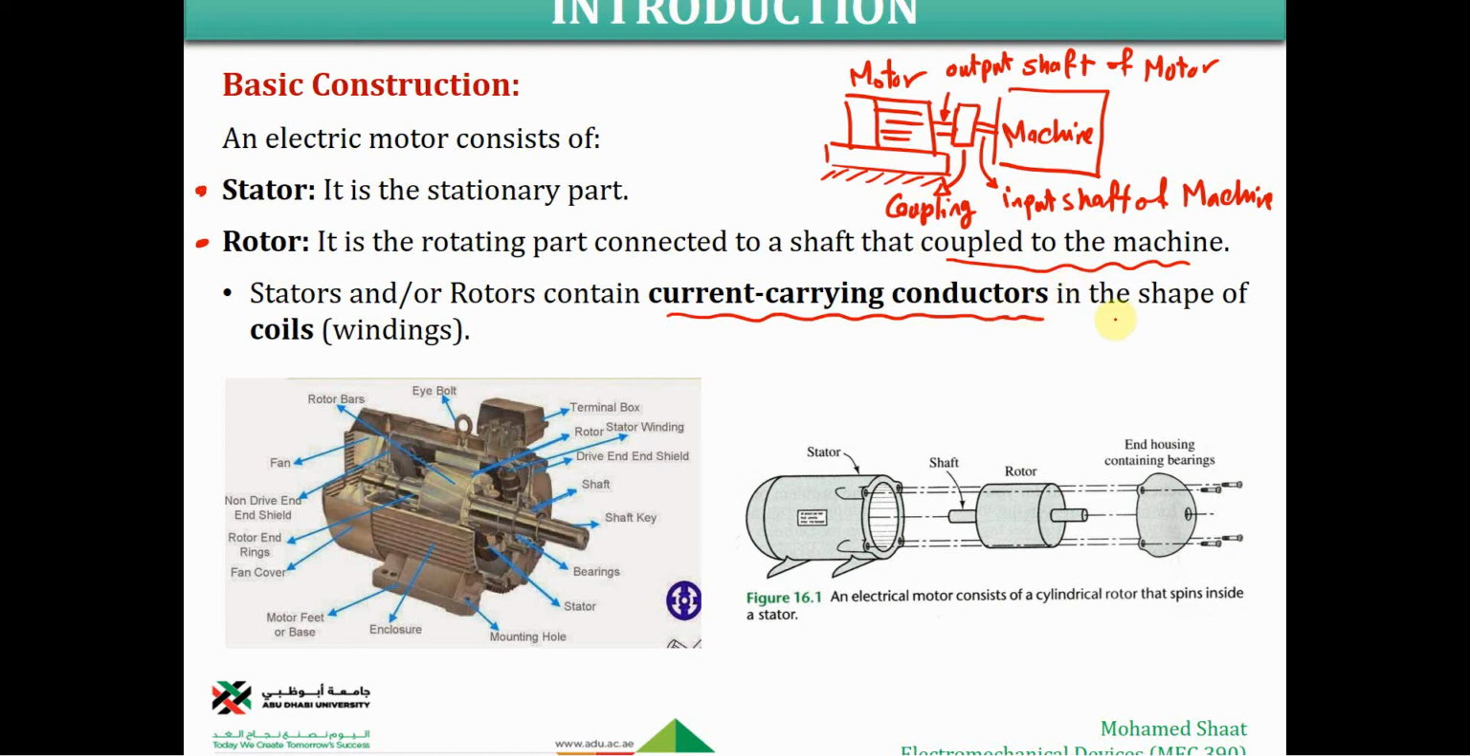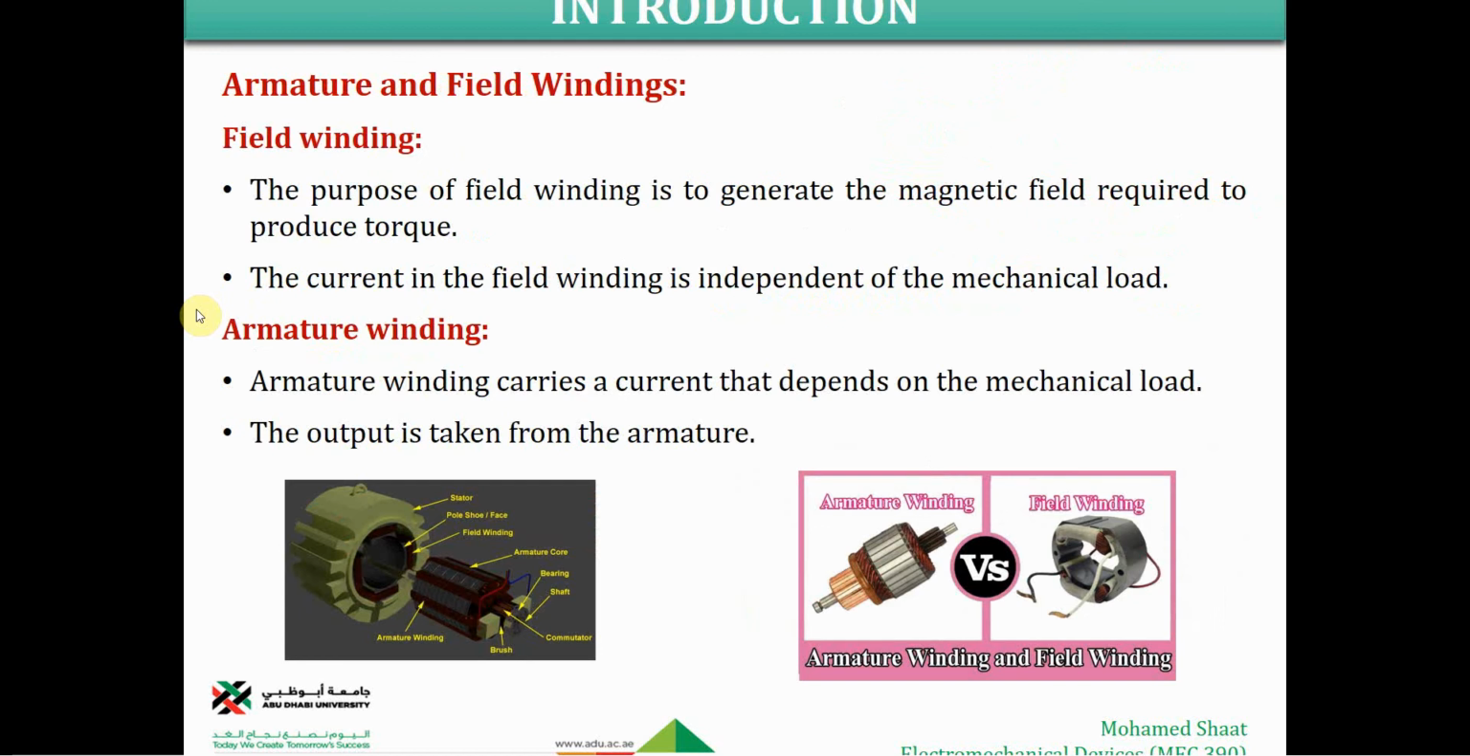And these electrical wires are shaped and arranged into coils over both the stators and the rotors. It means that there is some coiling or winding. We have coils wound around the stator, and some other coils wound around the rotor itself. These coils are commonly known as windings for the rotor and windings for the stator.